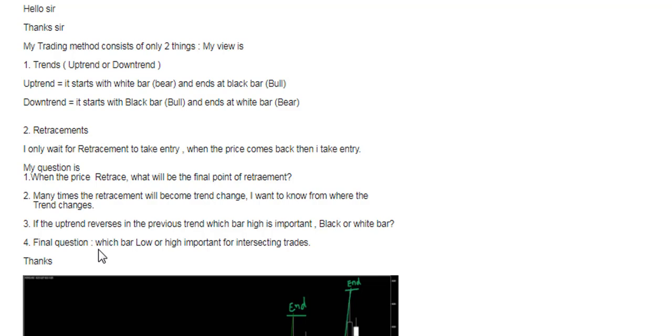Third, if the uptrend reverses in the previous trend, which bar high is important, black or white bar? Candlestick color is important, priority candlestick color. Not the candlestick open price, close price, high price, or low price. We do not do price-based trading, only candlestick color. Fourth and final question: which one, low or high, is important for entry trades? The most important is candlestick color, not high or low.